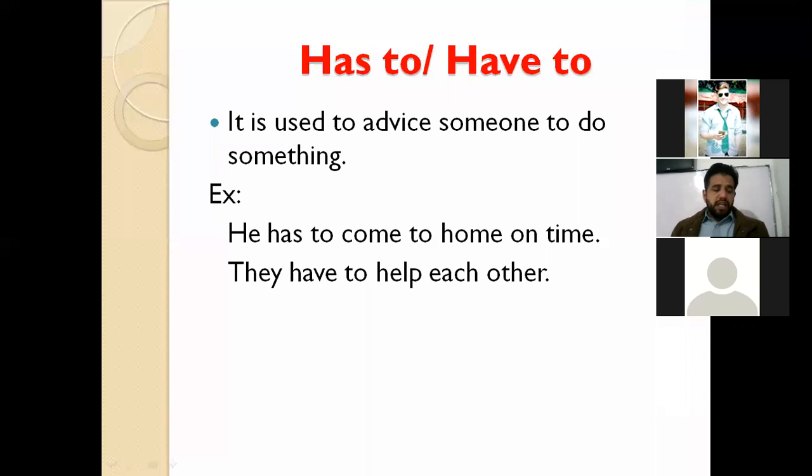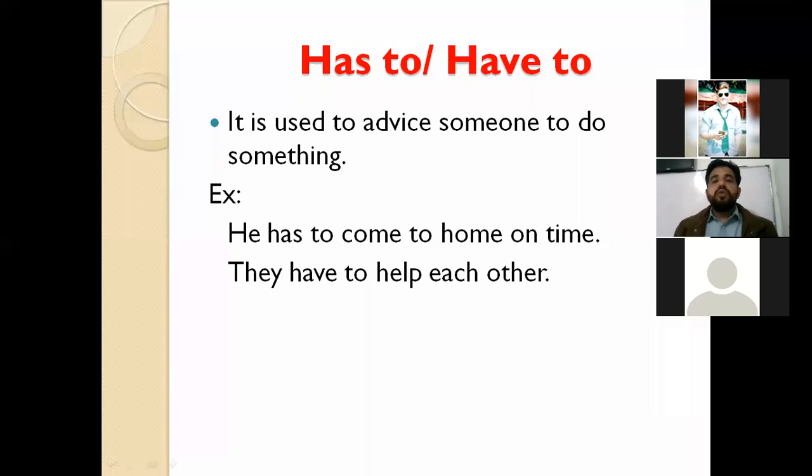Like I already gave you the example of a doctor. Whenever we go to the doctors, when we are sick, the doctor also advises us that you have to take the medicine on proper time, you have to take a proper diet, etc. So the advices are the practical part of our life. So whenever you are going to give advice to somebody, for the advice we are using have to and has to. Like we say, he has to come on time and they have to help each other. So these are the advices.